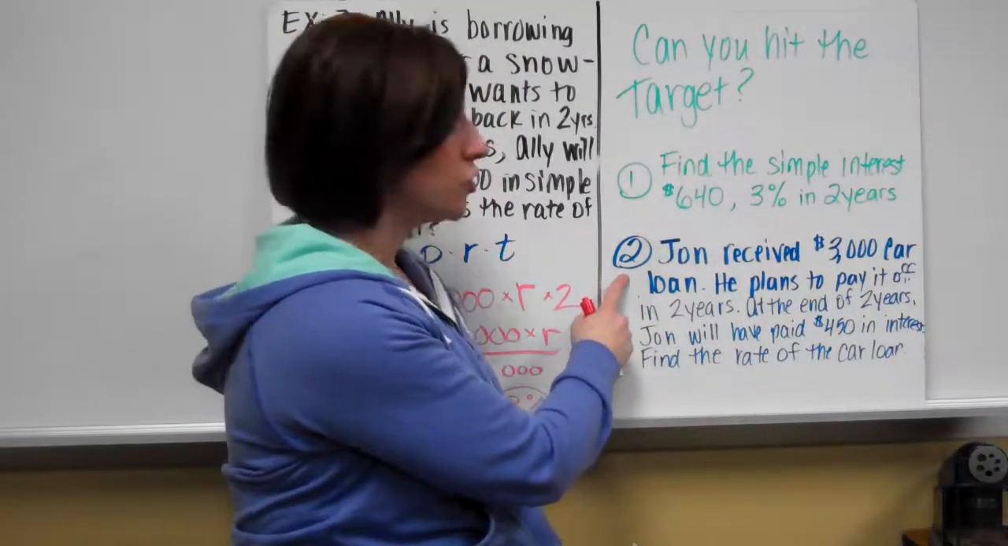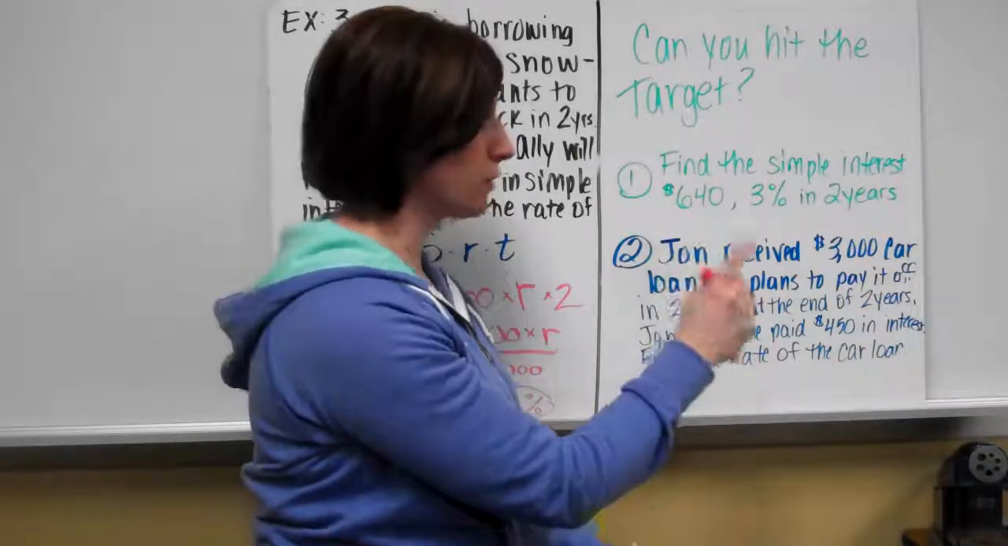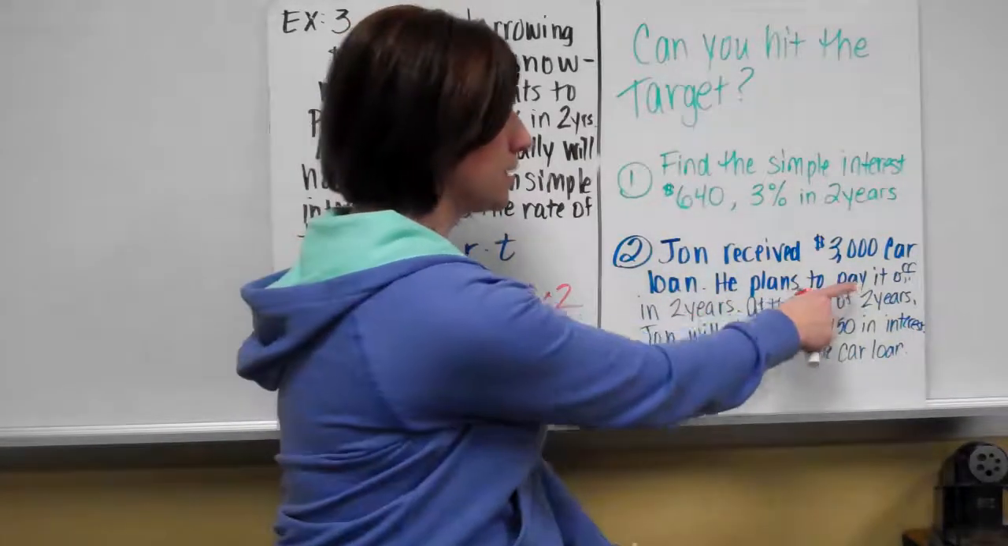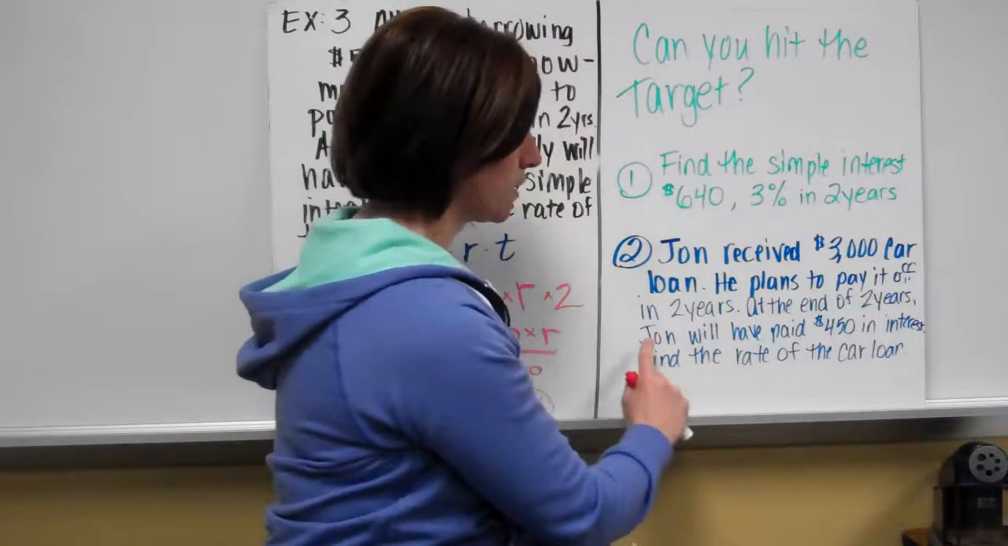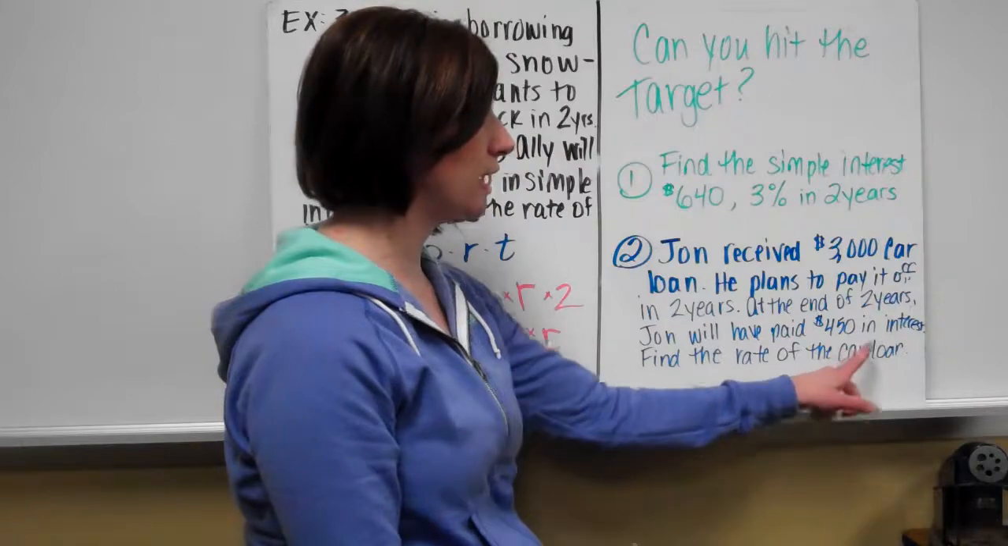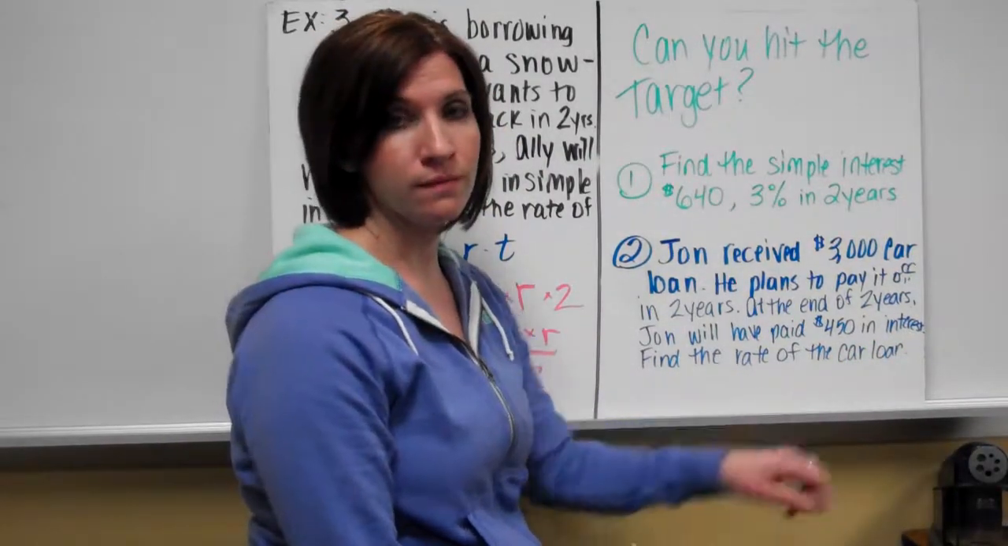Example number 2. John received $3,000 for a car loan. So he's borrowing money, so keep that in mind. He plans to pay it off in 2 years. And at the end of 2 years, John will have paid $450 in interest. Find the rate of the car loan. Good luck.